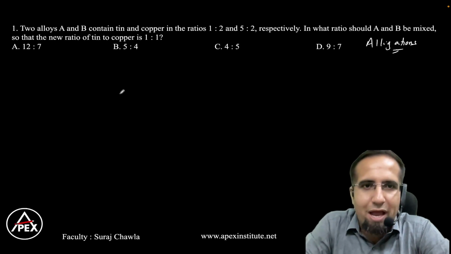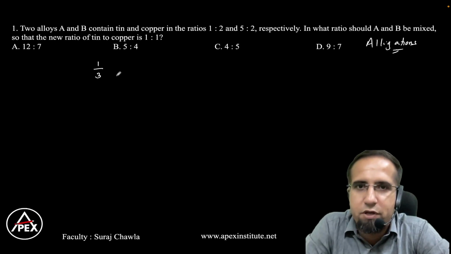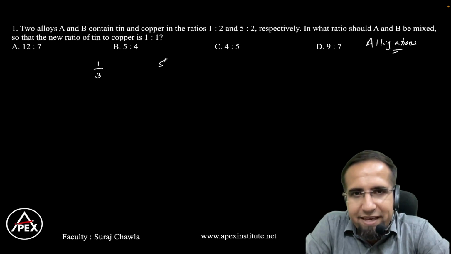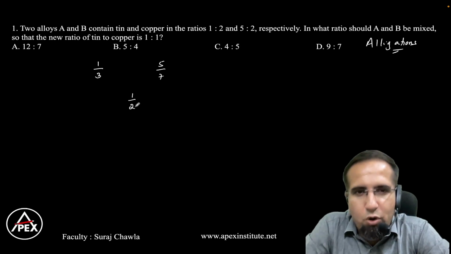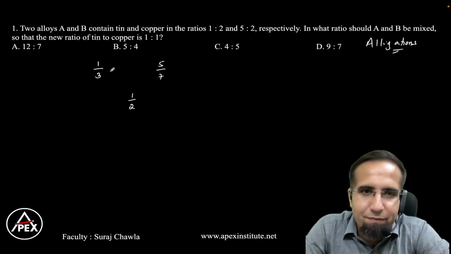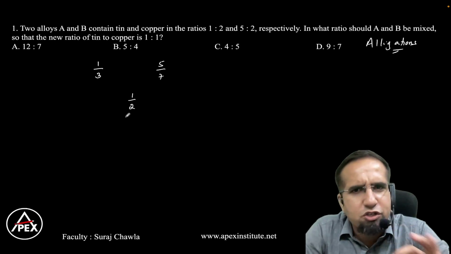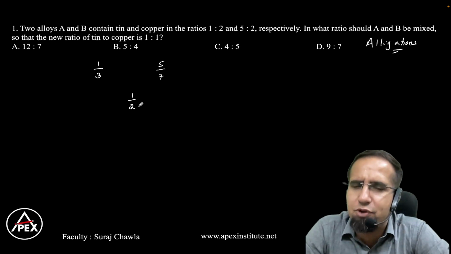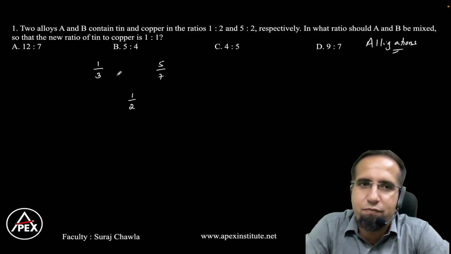Now, the minute I know it's alligation, I know that the proportion of tin in the first one would be 1/3, in the second one would be 5/7, and when I combine them, I together want 1/2. Clear? Now we understand that when I alligate, we need to subtract them, and when we subtract them, the denominators should be equal. So the shortcut for this would be to take an LCM of 3, 7, and 2, which is going to be 3 times 7 is 21, times 2 is 42.